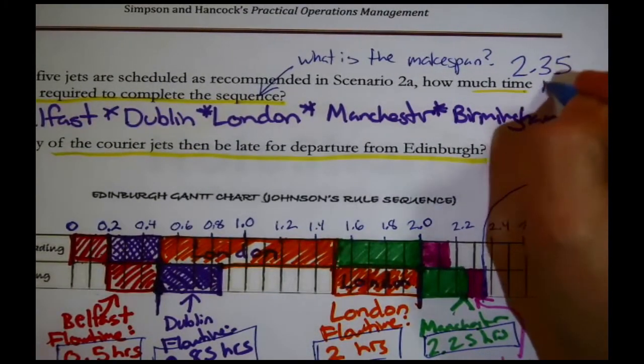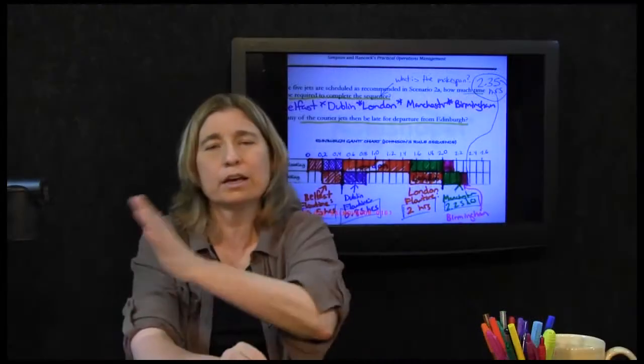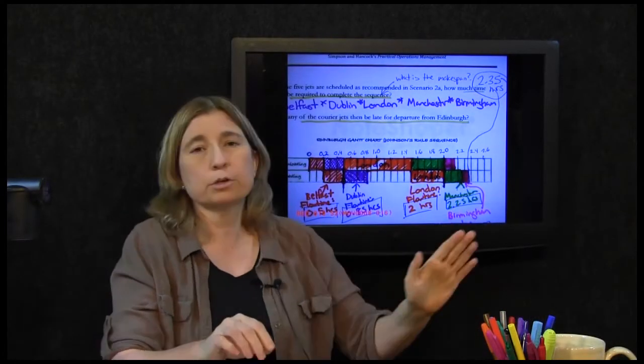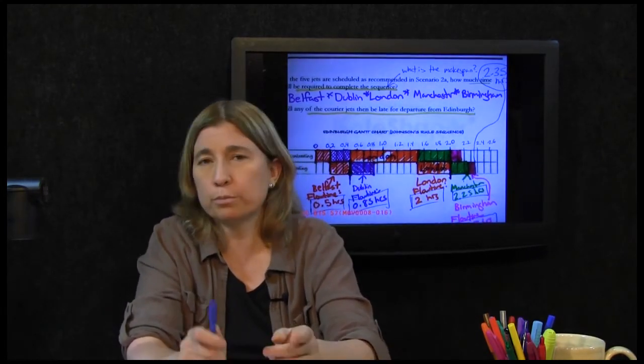2.35 hours, because by the time I plotted everything, that's how much time it took. So that's what the Gantt chart reveals to us. That is also, we know, 2.35 hours.